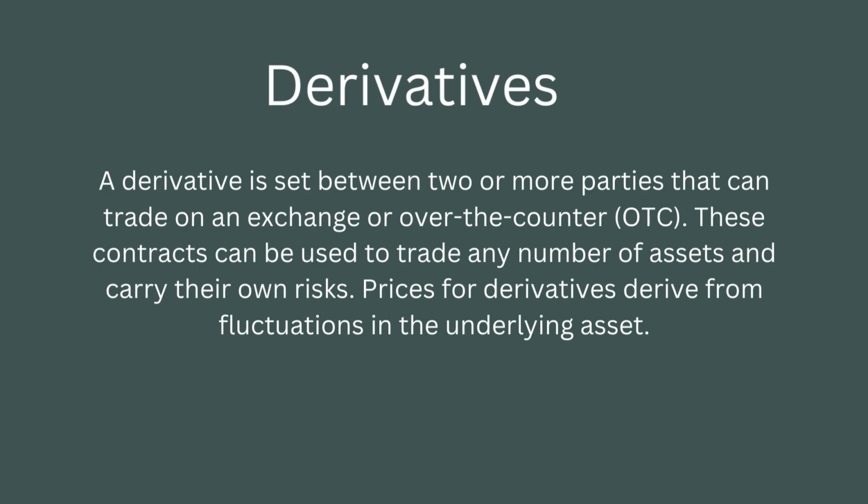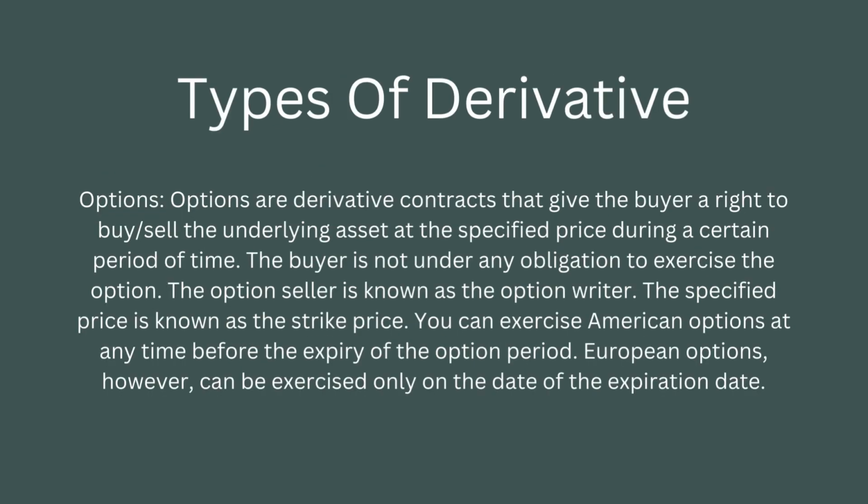And we have types of derivatives. We have options. Options are derivative contracts that give the buyer a right to buy the underlying asset at the specified price during a certain period of time. The buyer is not under any obligation to exercise the option. The option seller is known as the option writer. The specified price is known as the strike price.